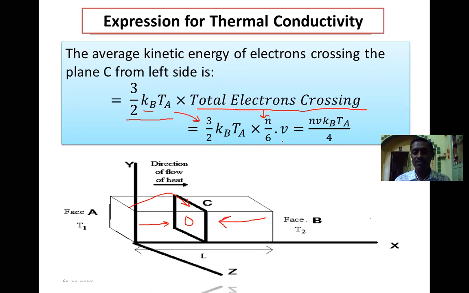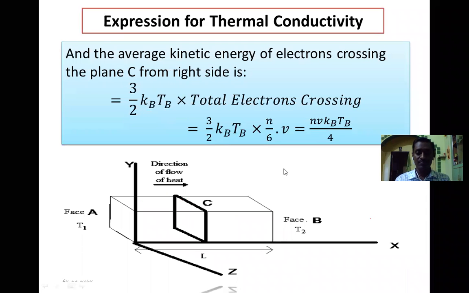Here 3 and 6 is there, so 3 and 3 get cancelled, so in the denominator 2 into 2, that is 4 is there, and in the numerator side n we have put in the front, and kB into Ta. So nV kB Ta upon 4 is the average kinetic energy due to the electrons crossing from the left hand side towards the plane C. Similarly, the average kinetic energy of electrons crossing plane C from the right hand side. From the right hand side, the same number of electrons were coming, crossing the plane C. Therefore, the total kinetic energy will also be the same.